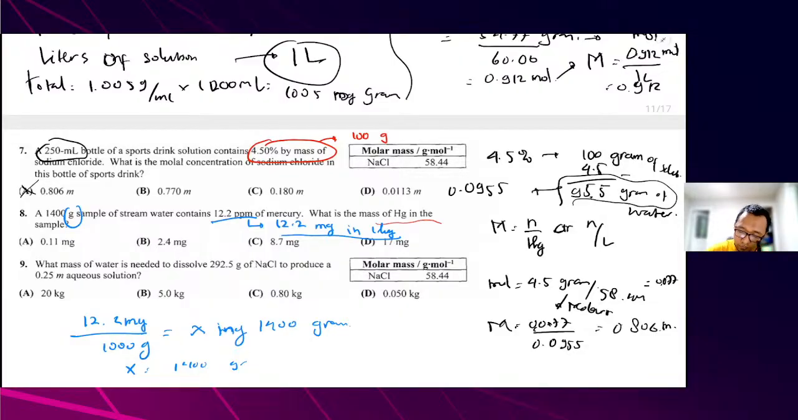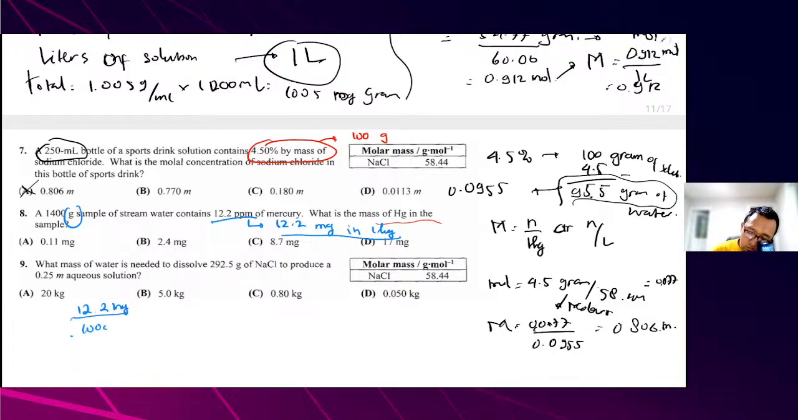So let's clarify again. ppm means 12.2 milligram in 1000 gram. However, we have 400 gram, right? We have 400 gram, and then we want to know how much it is over here. So now, how to get this one?